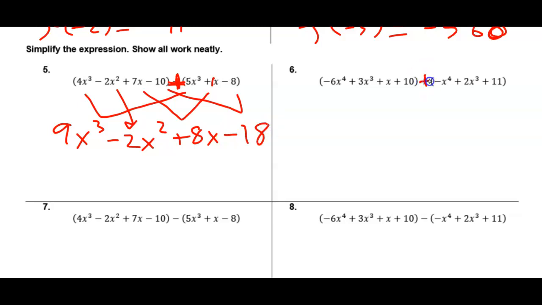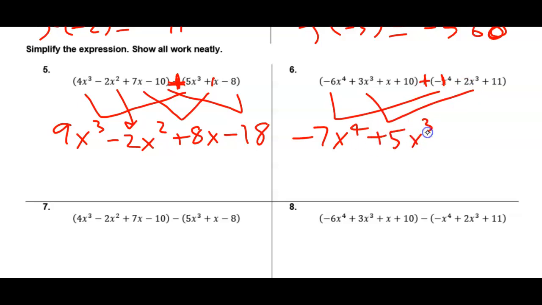Same thing here. What are we doing? We're adding. So combine your 2x to the fourths. -6 minus 1 is -7x to the fourth. I'm going to combine my cubes. 3 plus 2 is 5x to the third power. I have no squareds. I have one x power, so plus x. And then I got 10 plus 11, which is 21.